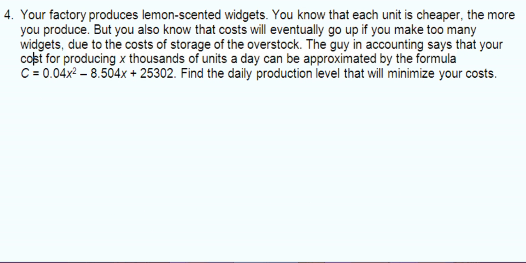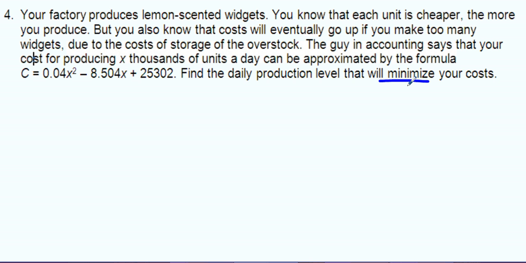So we have another one here. This one gives us the equation, so we don't need to come up with it. It's not even related to gravity. So it's a little bit different. The guy in accounting says the cost can be approximated by this formula. Find the daily production level that will minimize your cost. Anytime you have the word minimize or maximize, you're looking for the vertex.